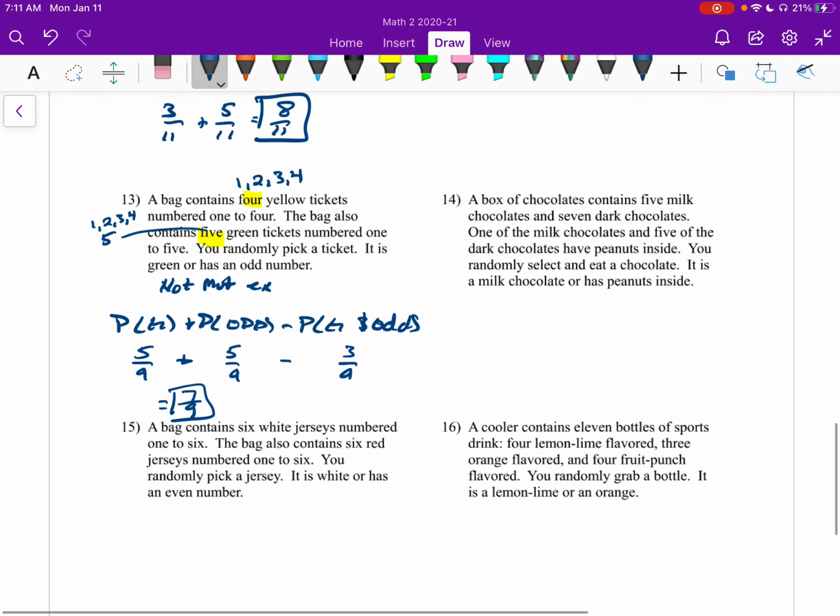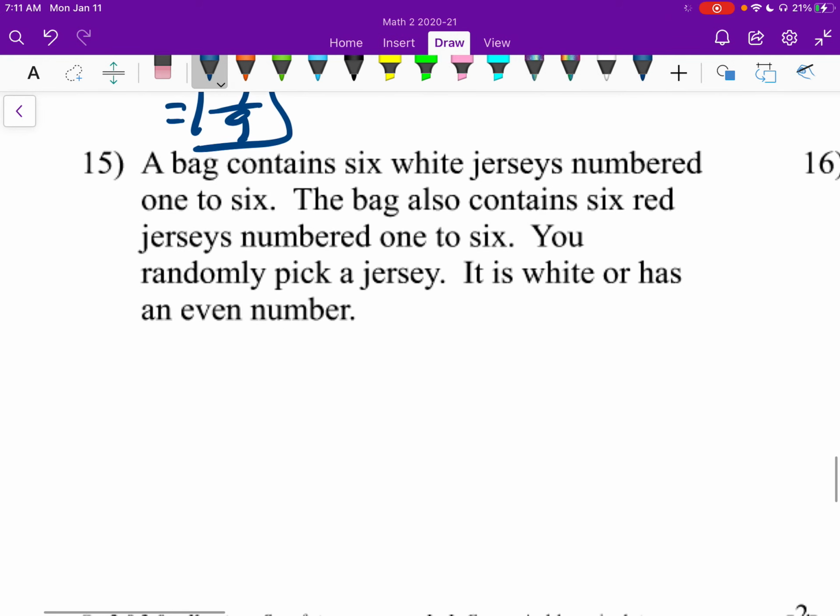All right, another chocolate problem. Jerseys, we'll do that one. They're numbered also. A bag contains 6 white jerseys numbered 1 to 6. The bag also contains six red jerseys numbered 1 to 6. You randomly pick a jersey, it is white or has an even number. So this is going to be not mutually exclusive.